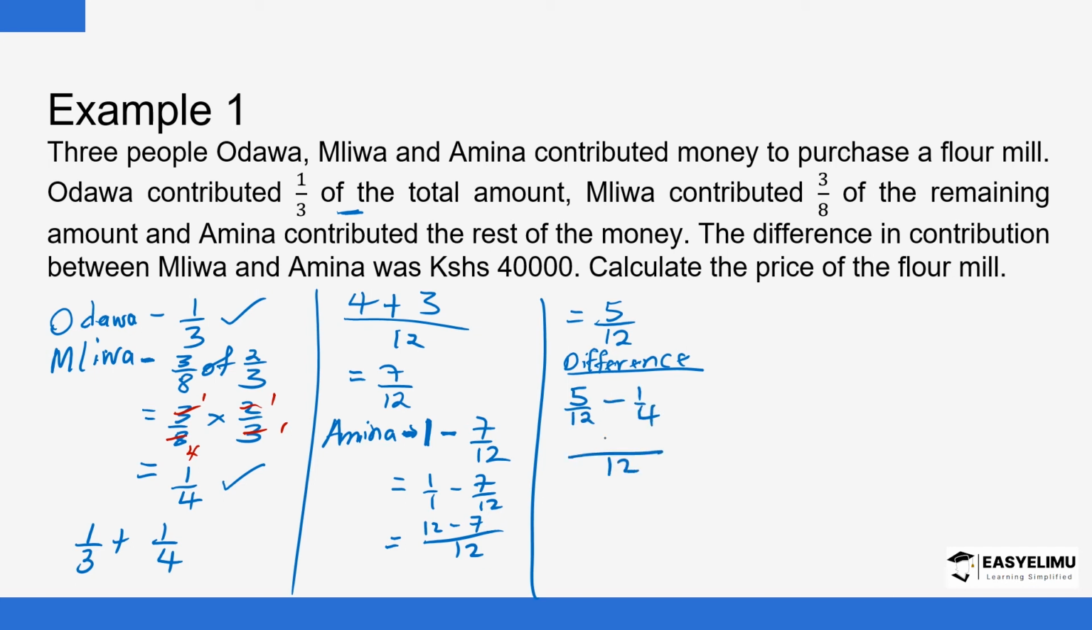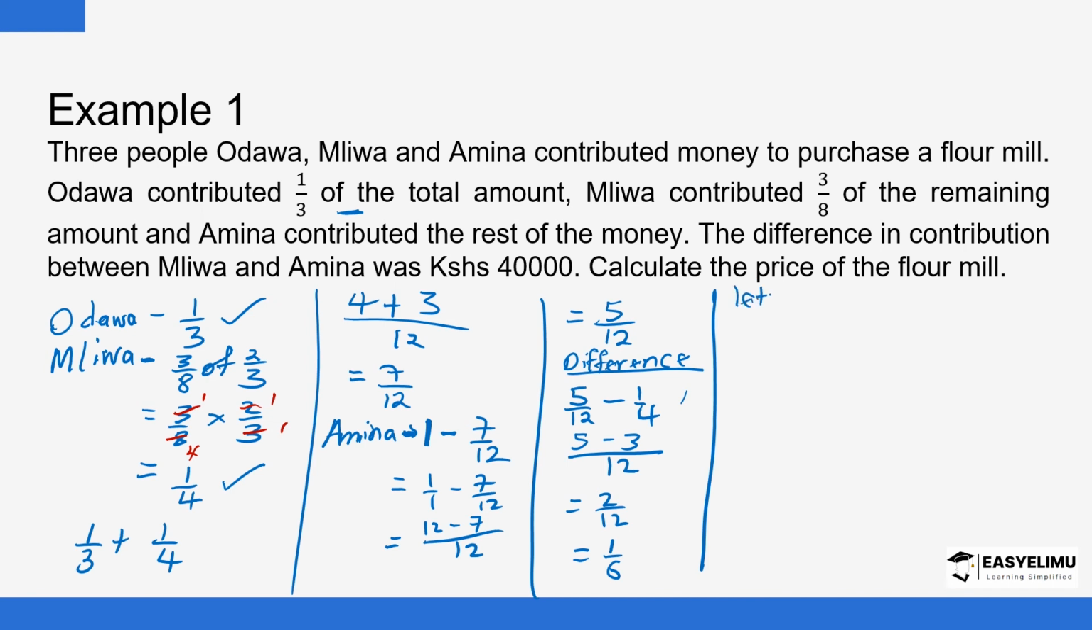The LCM is still 12. 12 divided by 12 is 1, 1 times 5 is 5. 12 divided by 4 is 3, 3 times 1 is 3. So this answer here is 2 out of 12, which is equal to 1 over 6. So the difference in contribution between Mlewa and Amina is 40,000. Whatever fraction we have obtained as the difference here is equivalent to 40,000. So calculate the price of the flour mill.